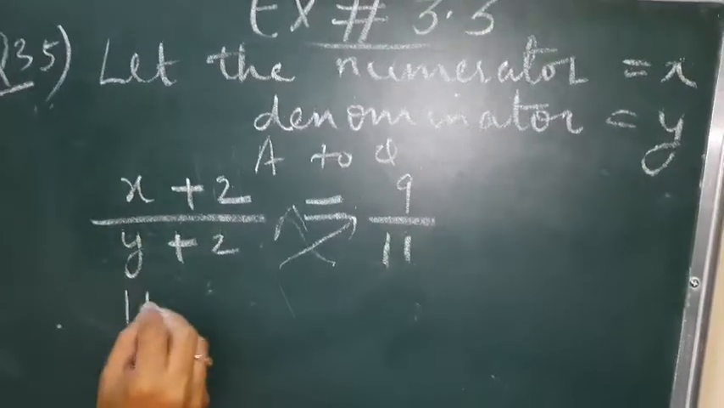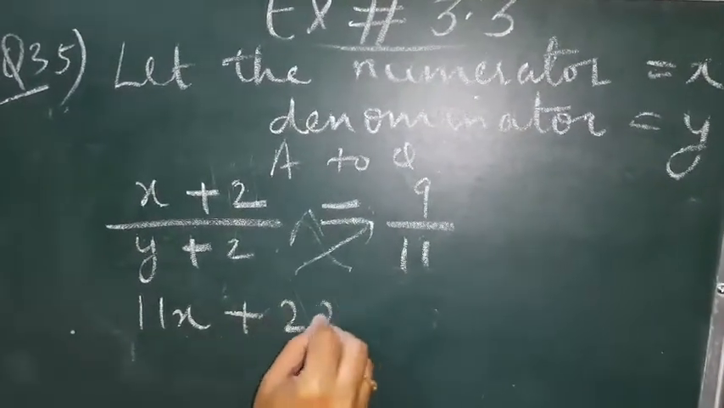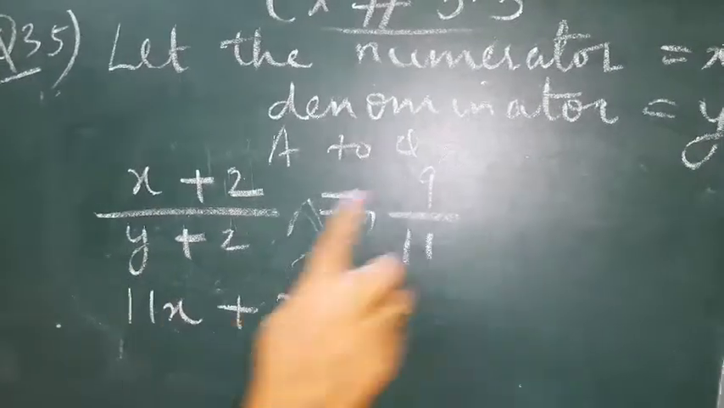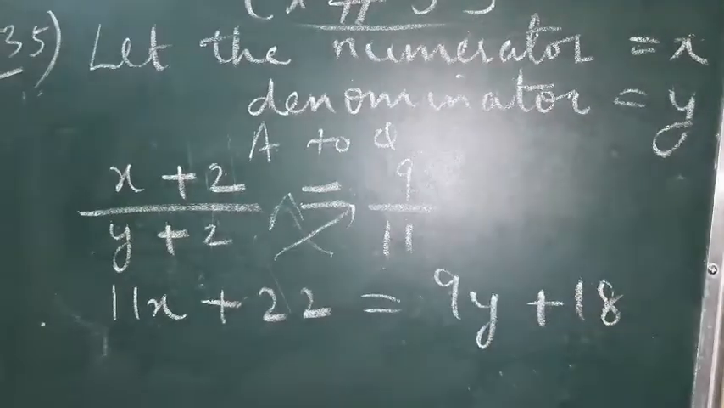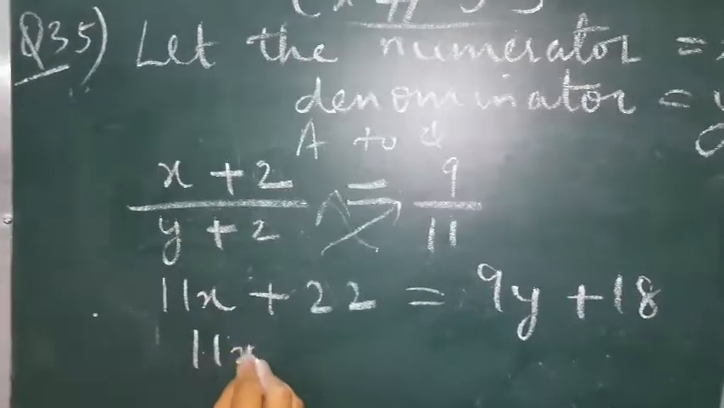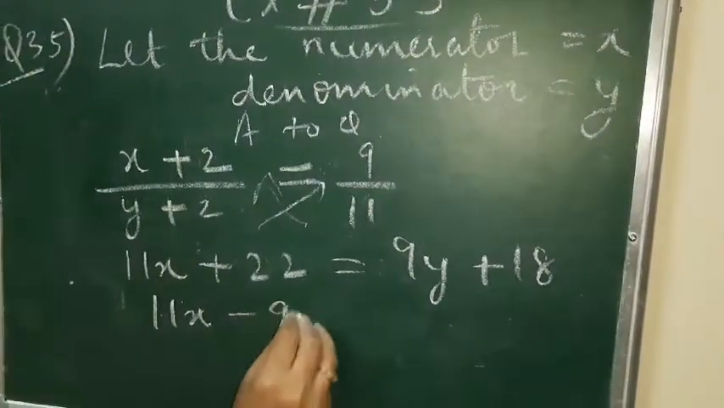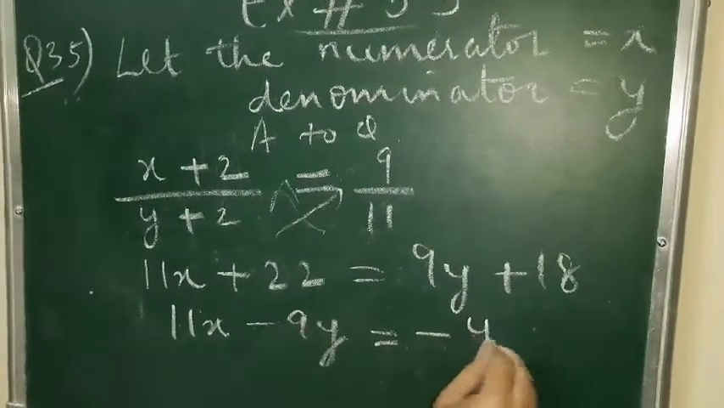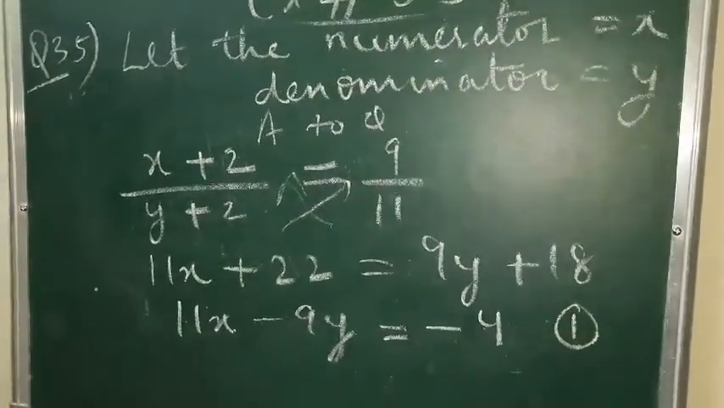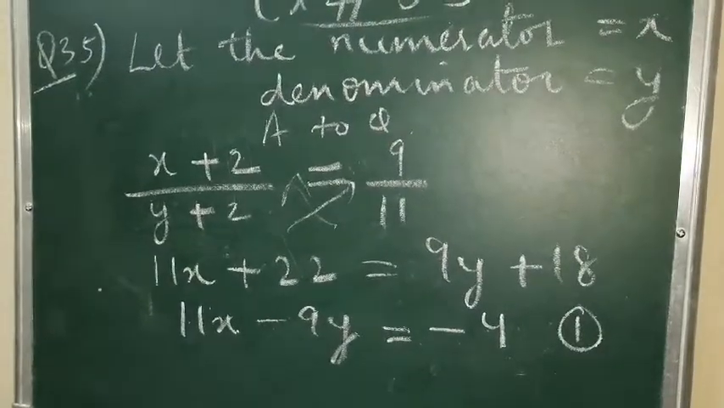Cross multiply: 11x plus 22. Y into 9, 9y plus 18. Now shift it here. 9y will shift here and becomes minus 9y, and I am taking this 22 to that side. 18 minus 22 is minus 4. So 11x minus 9y equals minus 4. This is my first equation.